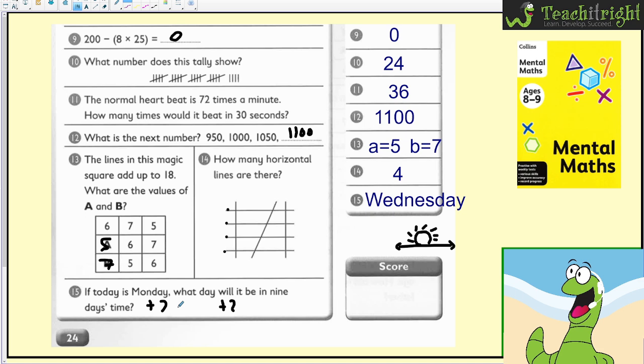I can just do that on my fingers. We're on Monday, so we're going to go Monday. Tuesday is 1 more, Wednesday is another, and that's the 2 added on, so Wednesday is our answer. But my advice would be to do it in jumps of 7 to start with, going from the same day to the same day, and then finish off the rest. And then worst case, you're only going to be adding 6 on, the most complicated.